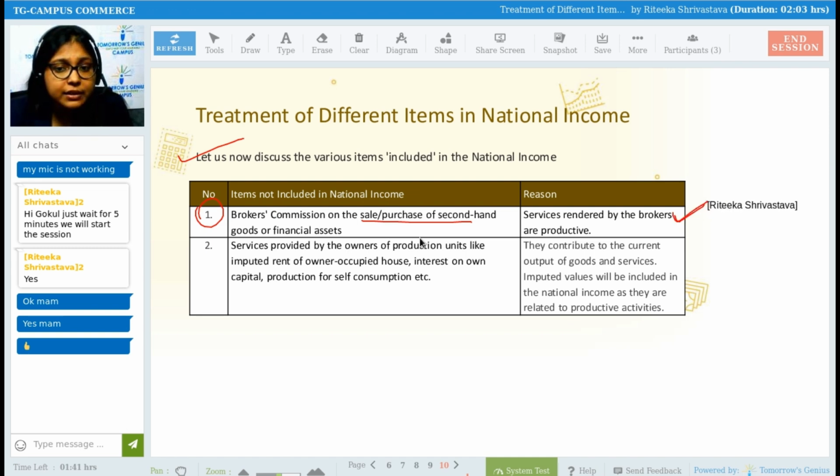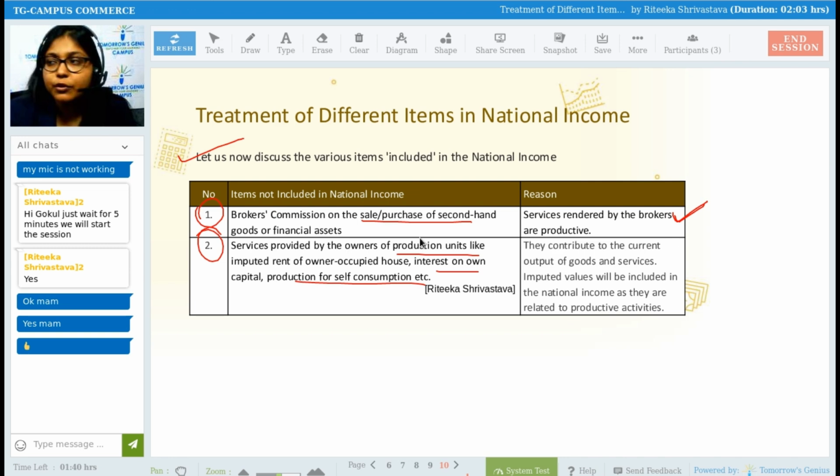Why? Because that service of brokerage or commission has been provided to the person at that point of time. It is a fresh transaction for the economy. It is a new transaction for the economy. So that means it is doing something productive in the economy, and that is the reason it will be included under national income.